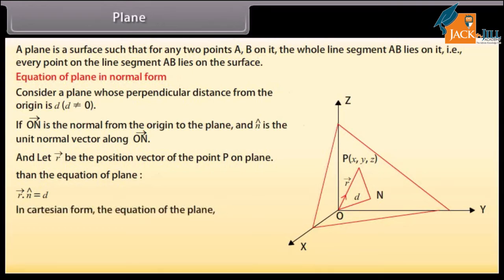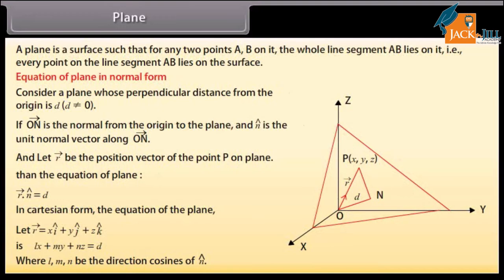In Cartesian form, the equation of the plane: let vector r equals x i cap plus y j cap plus z k cap. The equation is lx plus my plus nz equals d, where l, m, n are the direction cosines of n cap.